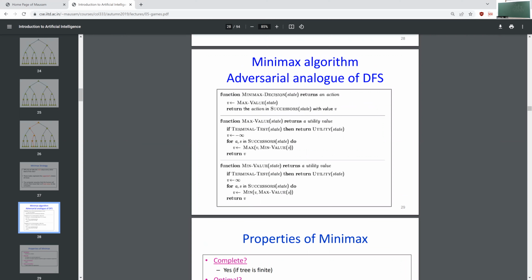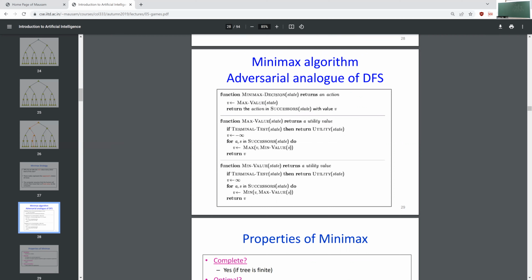Now let's see what the max value function is doing. The max value function takes a state and returns a utility value. If the current state passed to max value is a terminal state, then you only return the utility of that state. If it's a terminal state, we know that its minimax value is its utility, so we return it.